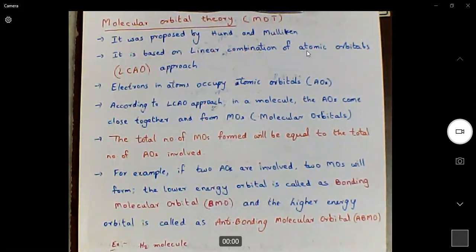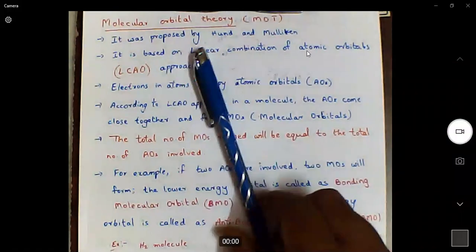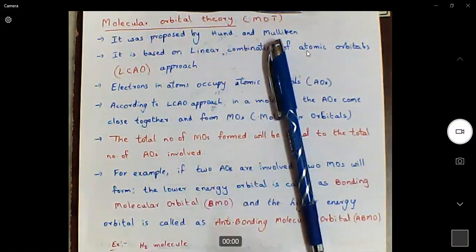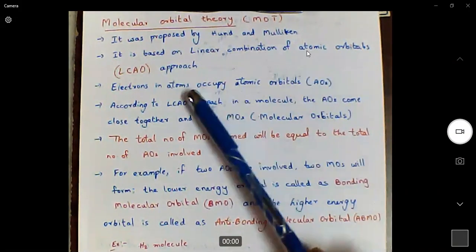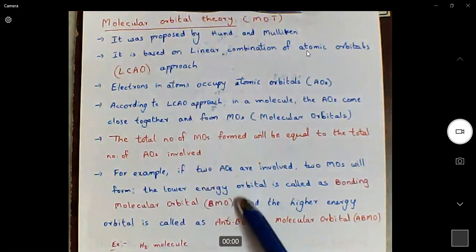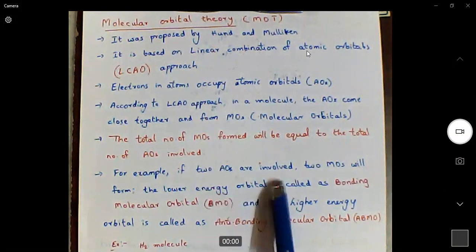Right. Today we will see the principles of molecular orbital theory and how these MOs will be generated from the atomic orbitals. Molecular orbital theory was basically proposed by Hund and Mulliken. It is mostly based on the LCAO approach. LCAO means linear combination of atomic orbitals.